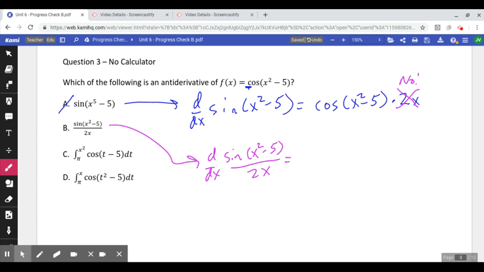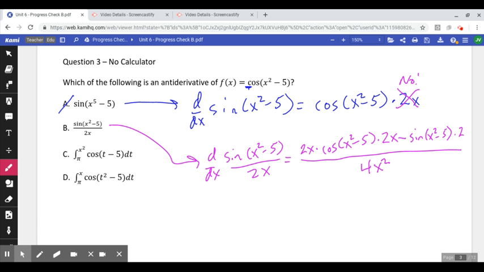Remember, we've got the quotient here, the fraction of these two expressions, so we need to use the quotient rule. We'll go low d high, so that was cosine of x squared minus 5 times 2x from before, minus high, which is sine of x squared minus 5, d low, which is times 2, the derivative of 2x, all over the bottom squared, so that's 4x squared. Not much here is going to cancel out, so this definitely is not f of x, so this guy is not the answer either. Once again, they're trying to trick you if you did the first one by saying, doesn't the 2x just cancel out? And the answer, as we just said, is no.